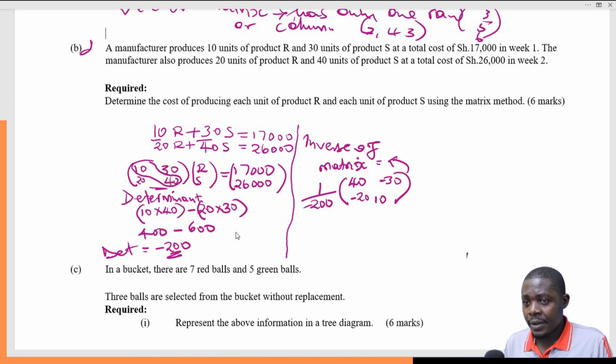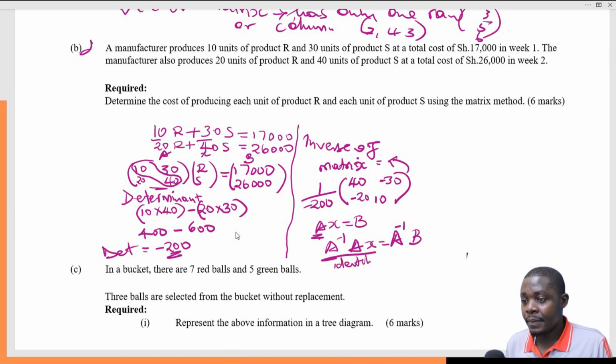Now we can use this particular matrix. I will name this one A, that is X, that is B. A multiplied by X gives us the matrix B. We can find the inverse of A, which will be A raised to the power negative 1. AX is equal to, we multiply this inverse on both sides. It's going to be A inverse multiplied by B. And when you multiply this inverse by the matrix A, you get what we call an identity matrix, which I'm going to skip.